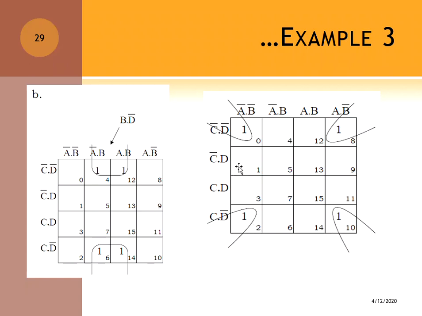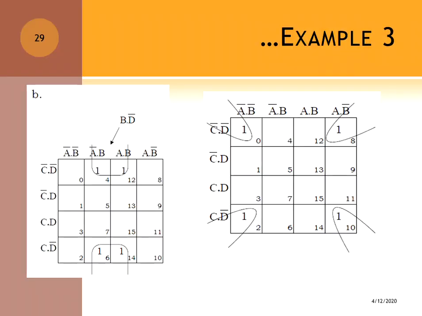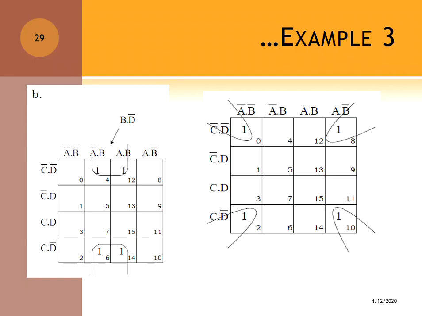So finally, to find the common term for these 4 cells, we can write it as Y equal to B bar D bar. Okay. So I will write properly.